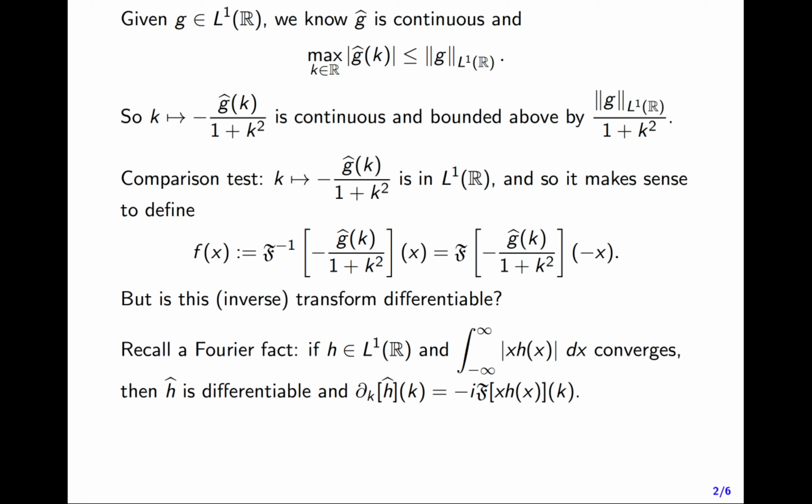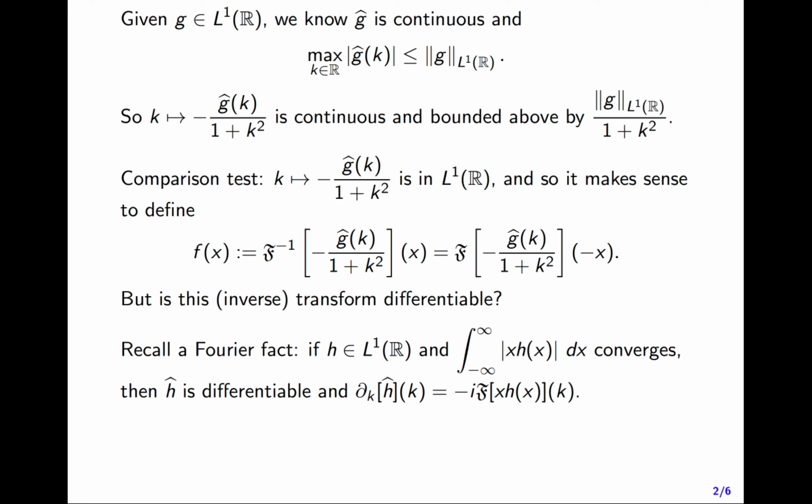Well, here we need another Fourier fact from last week. Say you have a function h in L1, and the integral from minus infinity to infinity of the modulus of x times h of x converges. Not just the integral of modulus of h, but the integral of modulus x times h of x. Then h hat is differentiable with respect to the Fourier variable k, and the k derivative of h hat at k is minus i times the Fourier transform of x h of x at k.